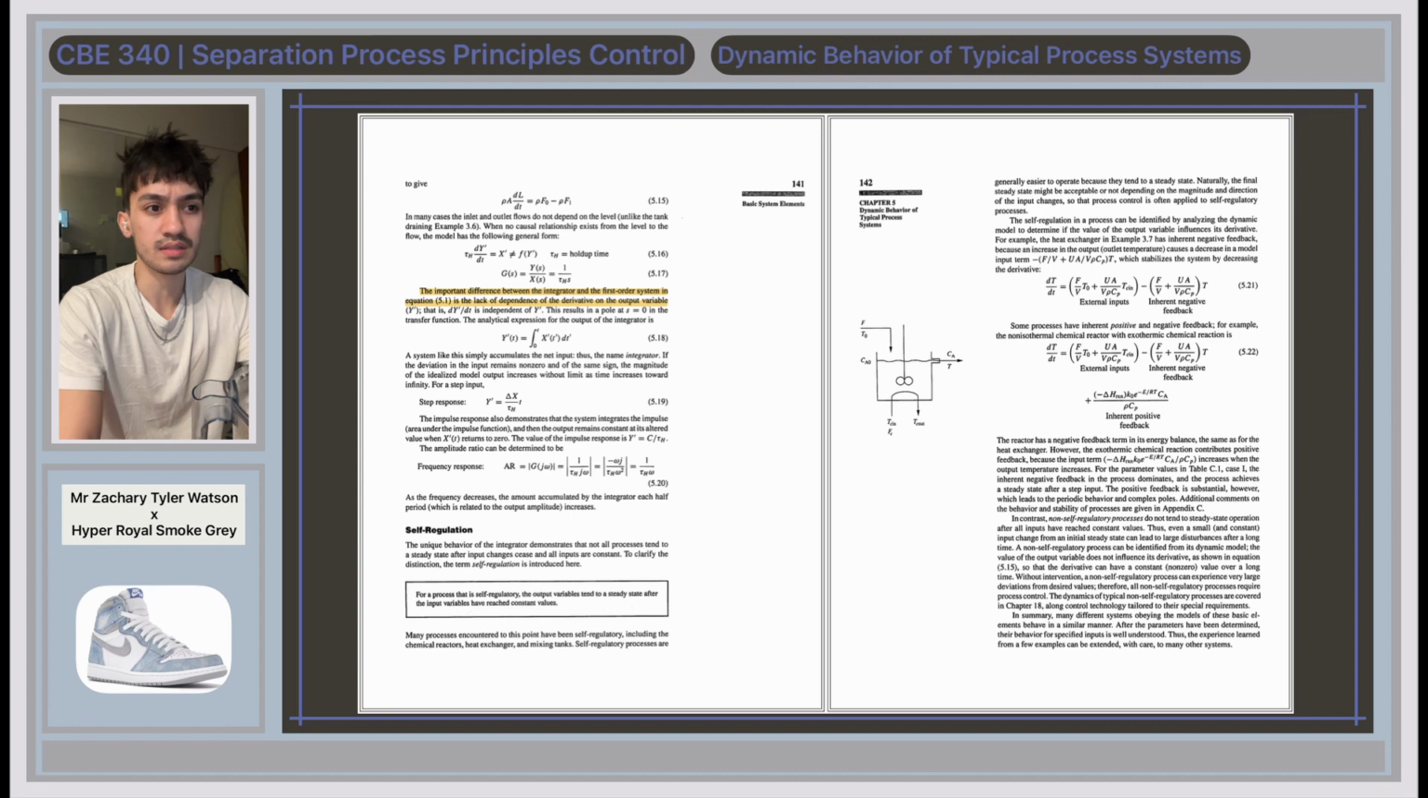The value of the impulse response is the differential of the output, which is equal to c, the impulse, over the hold-up time, and then the amplitude ratio can be determined by equation 5.20. This is in the section on the integrator. The frequency response is given as the amplitude ratio, and remember the amplitude ratio is equal to the absolute value of the transfer function with respect to the variables j and w, so we take equation 5.17 and take the absolute value of that.